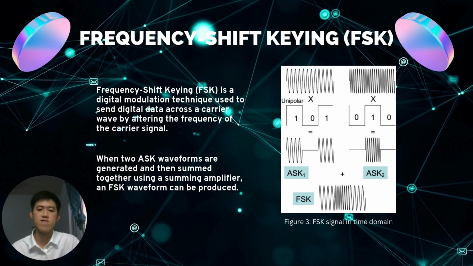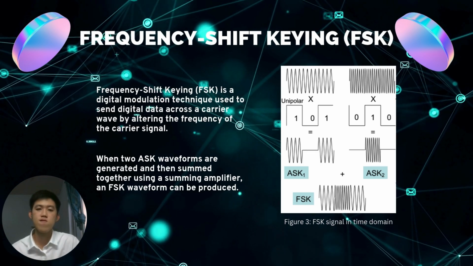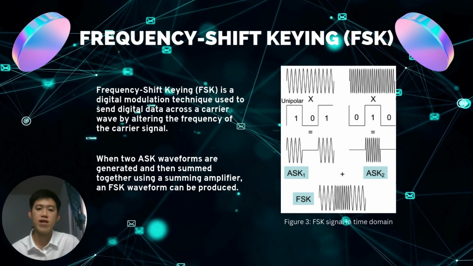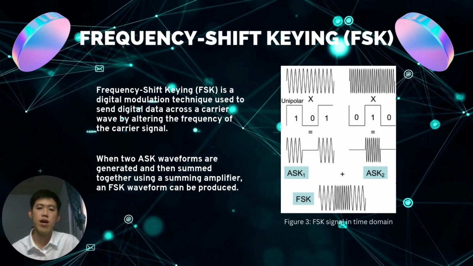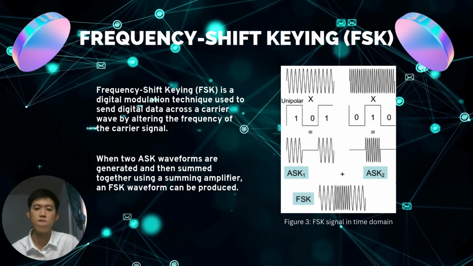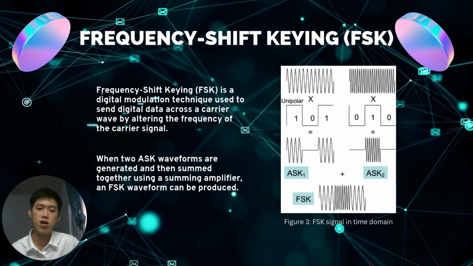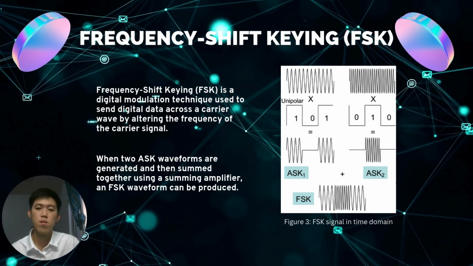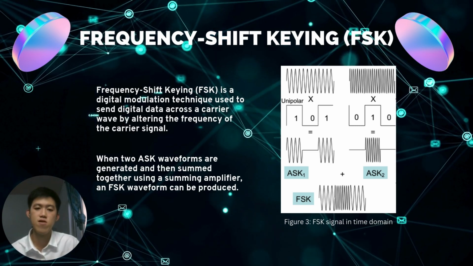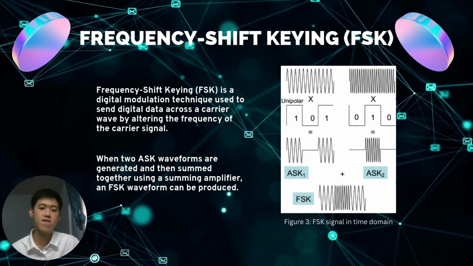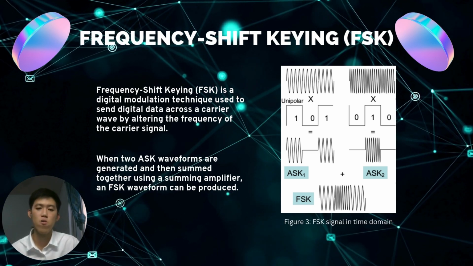So let's take an example over here. In this figure, there are two examples of ASK, ASK1 and ASK2. As mentioned earlier, the upper one is the carrier signal, and the middle one here is the information signal, 101, and the other one is 010. By multiplying these two, it will form ASK1 and ASK2. So ASK1 plus ASK2, it will form FSK, and the waveform will be like this.